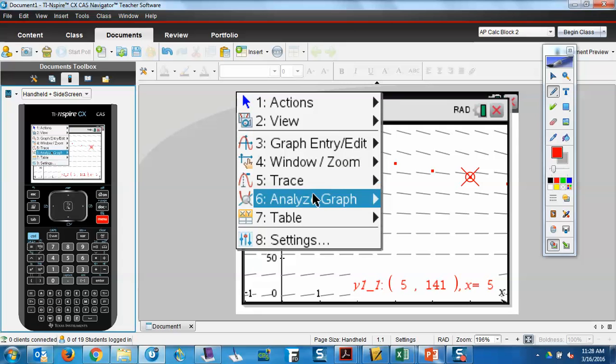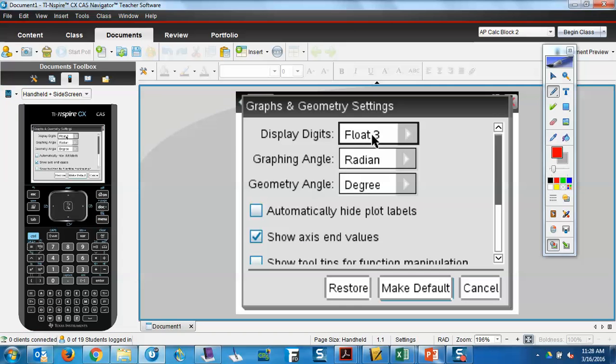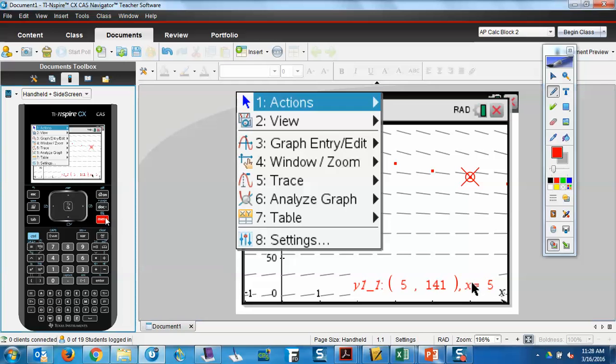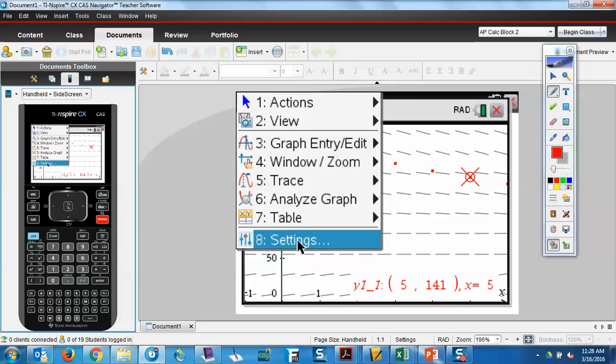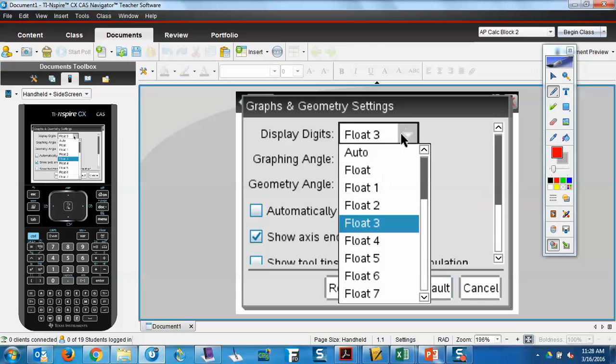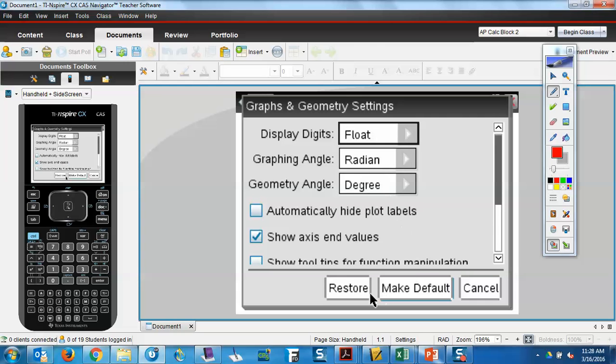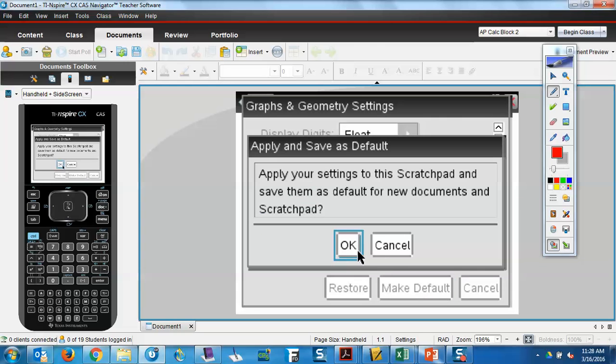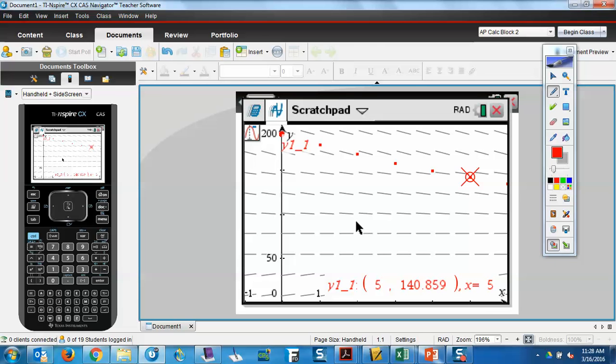Yeah. See, mine, okay, I must have messed with my settings. See, I'm on float 3. Go to your menu. Down here at settings, when you're in your graph, this should be just plain old float. And I'm pretty sure we had changed that. There you go, 140.859. Under settings, when you're on your graph screen, go to menu and then settings and make sure that says float. Your guys are probably okay. So if you're getting those decimals, that's fine.